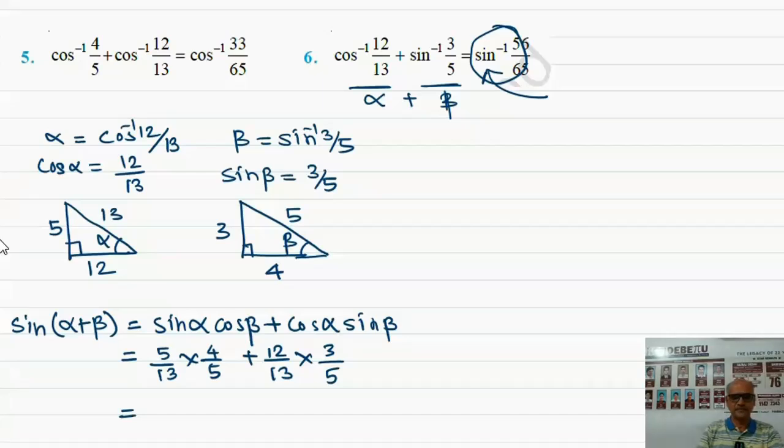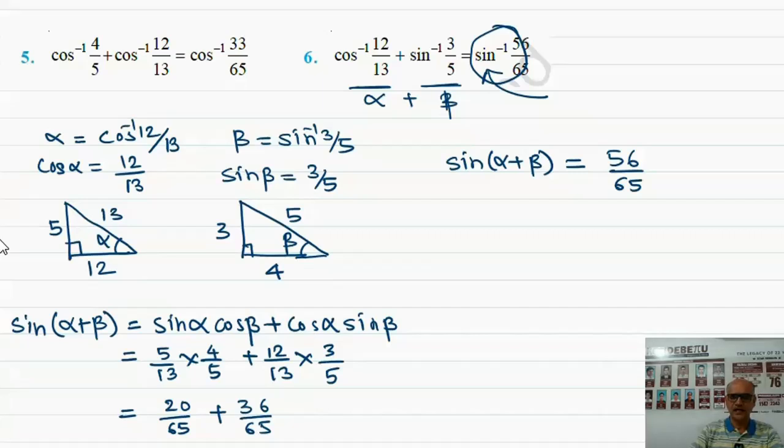So if you simplify, don't cancel, because cancelling adds two more steps. 5 fours are 20, 20 divided by 65, plus 12 threes are 36 divided by 65. The LCM is the same, so if you add, you will have the answer. Sin of alpha plus beta, with the LCM 65, so 20 plus 36 will be 56 by 65. Now take sin to the RHS, so you have alpha plus beta is equal to sin inverse 56 by 65. Substitute alpha and beta, and you will have the answer.